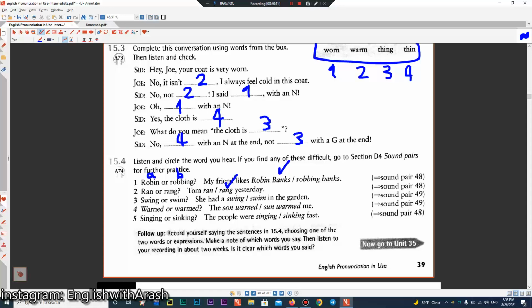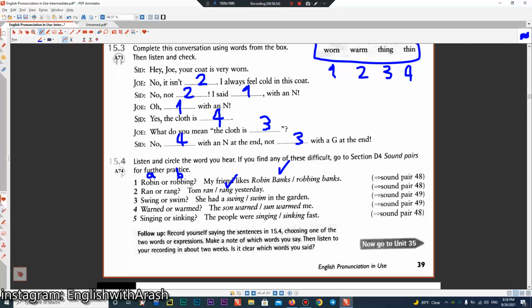3. Swing or swim. She had a swim in the garden. Swing or swim. She had a swim in the garden. 3. Swing or swim. She had a swim in the garden.